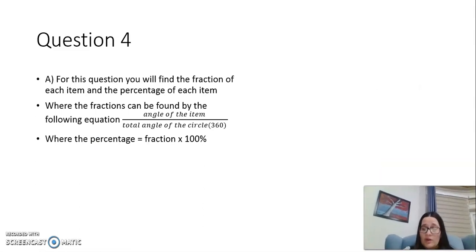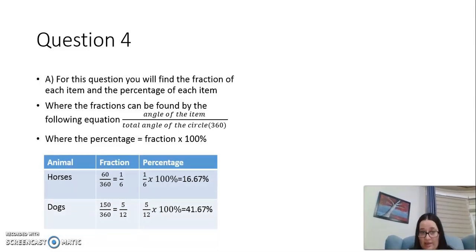For question number 3, you are going to find the fraction and the percentage of each sector in the pie chart. At first you are going to find the fraction, where we are going to use the angle of each sector divided by the total angle of the circle, which is 360. Then we are going to simplify it in the simplest form. To find the percentage, we are going to take the fraction in the simplest form and time it by 100%. So the horse's fraction is 60 divided by 360.